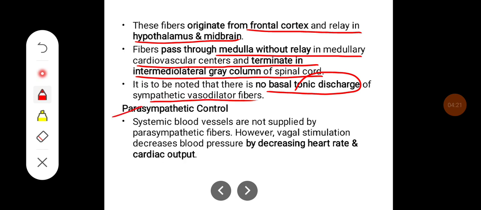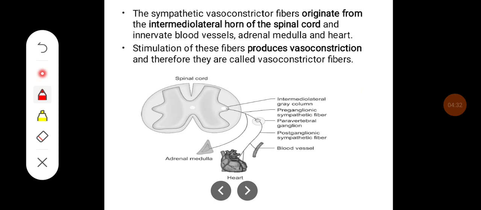Then we have the parasympathetic control. The systemic blood vessels are not supplied by parasympathetic fibers. However, vagal stimulation decreases the blood pressure by decreasing heart rate and cardiac output.